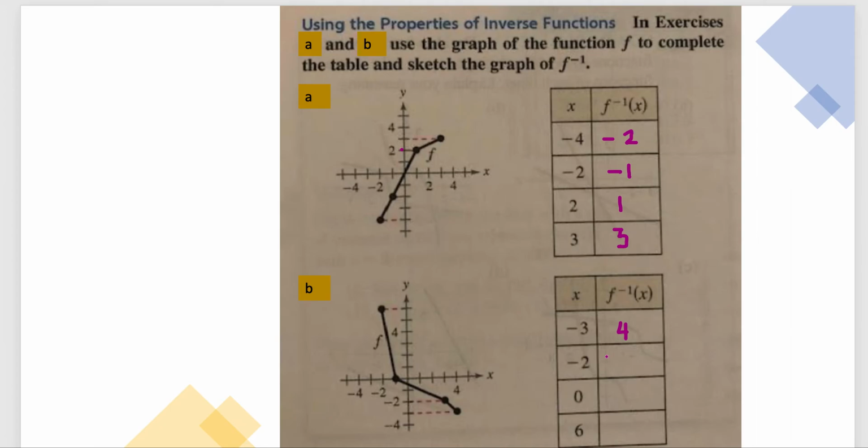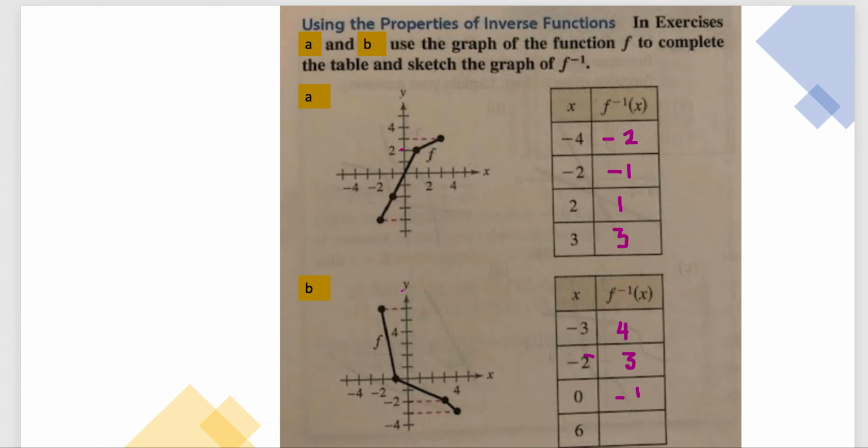And here is minus 2. And minus 2 here is going to be 3. So the inverse function is 3. And now we're looking at 0. And 0 is obviously here, it is minus 1. 0 is minus 1, so the inverse function is minus 1.